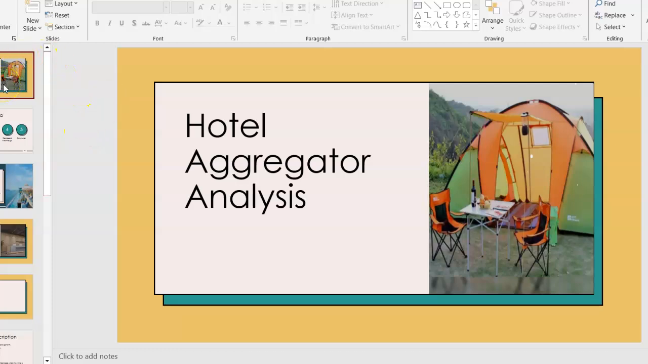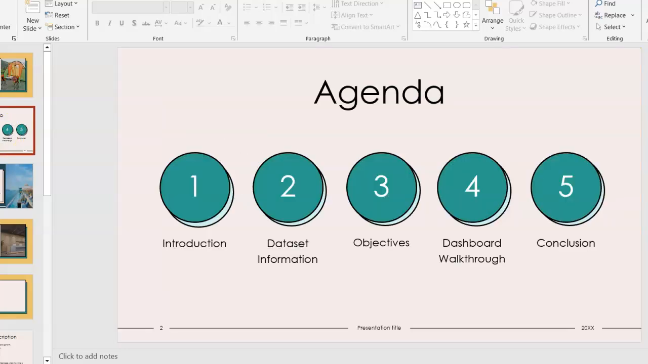Hello everyone. So my project is about hotel aggregator analysis, and our agenda of the presentation today is: first, we will see the introduction, data information, objectives, the dashboard walkthrough, conclusion.